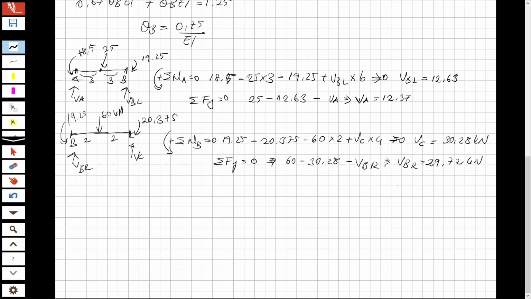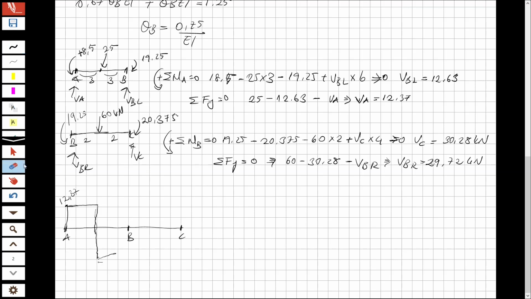So let's draw them. Now I'm going to draw the shear diagram here. This is going to be my shear. Now I have a support here, roller, and now I have fixed also. This is A, B, and this is C. At A, what is the value of the shear here? 12.37, right? I will come until the force that acts. The force is 25, so I will come down.